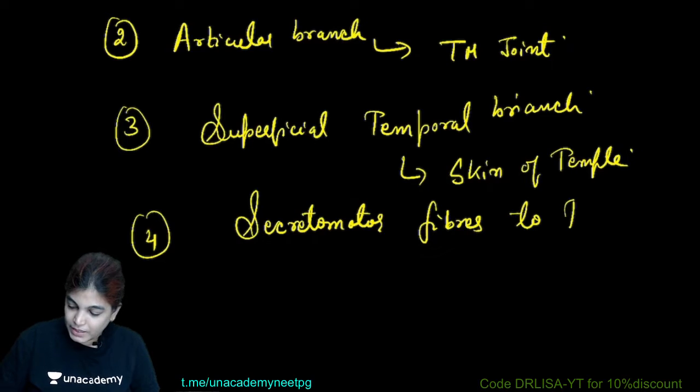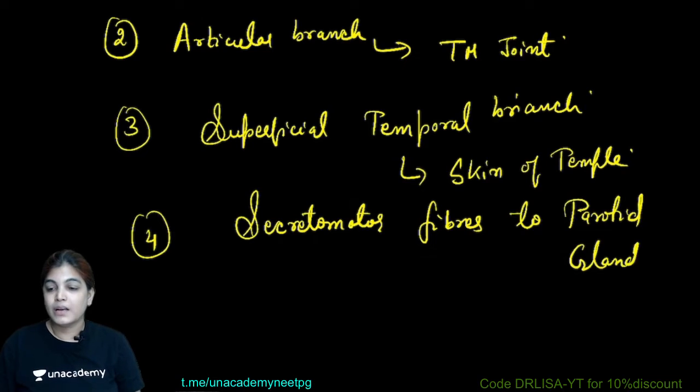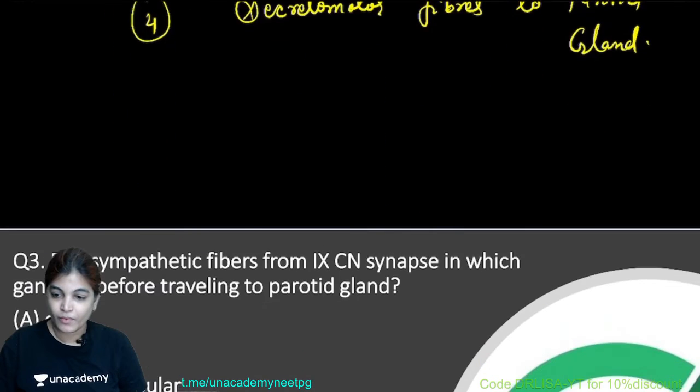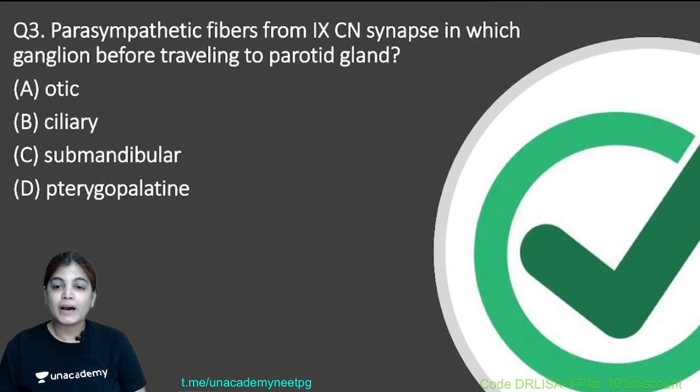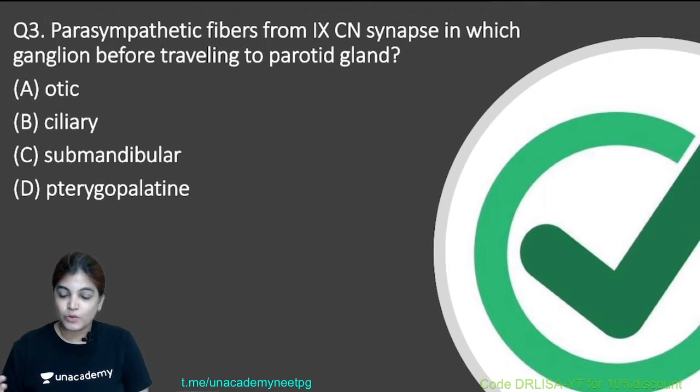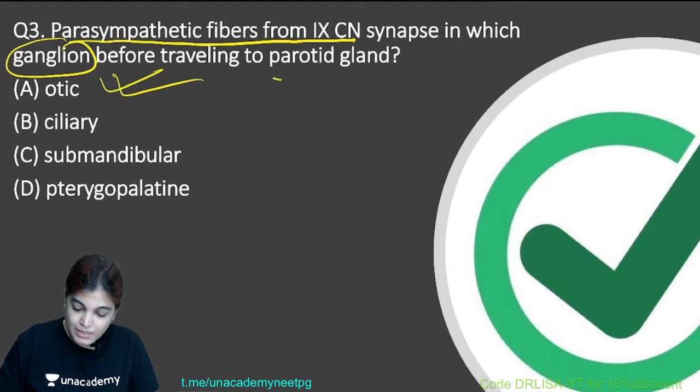So done with this. We have already marked the correct answer of the MCQ and seen the details of distribution of the auriculotemporal nerve. Now moving to the next MCQ. The third MCQ is: parasympathetic fibers from the 9th cranial nerve, the glossopharyngeal nerve, synapse in which ganglion before giving innervation to the parotid gland? More or less it's very easy.